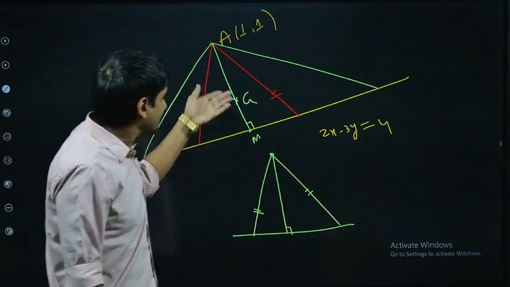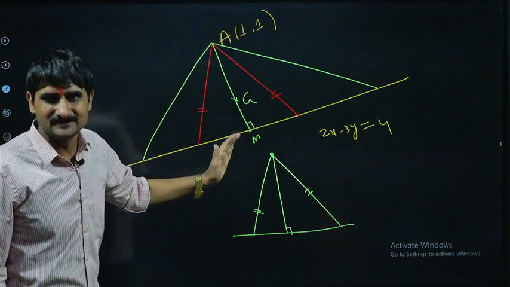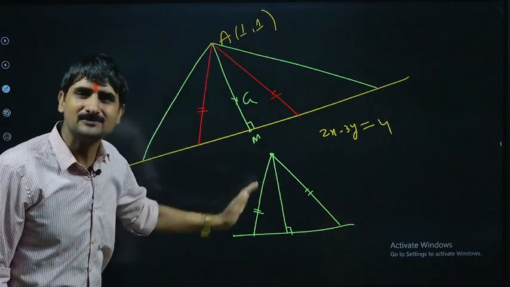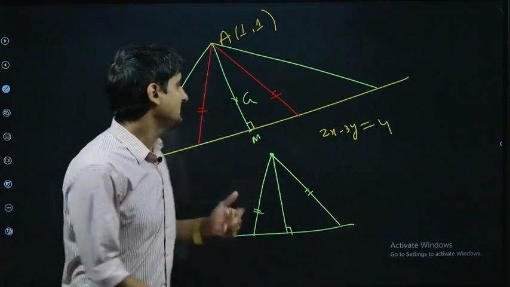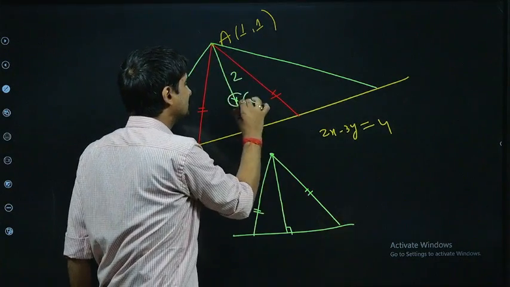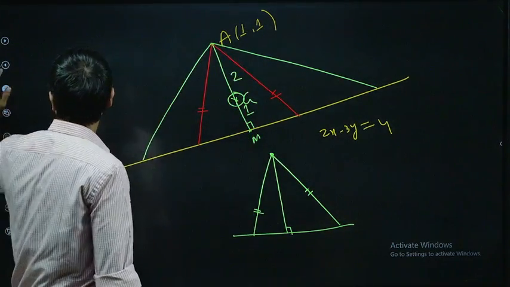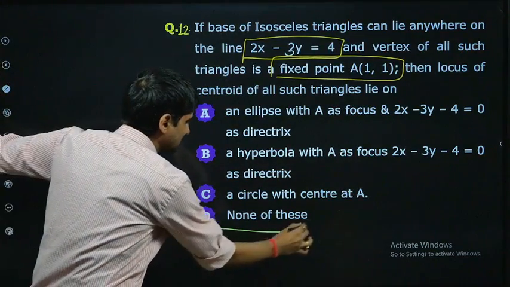Okay, and that's fixed because this line is fixed, and from this point you will always have a unique perpendicular line. Okay, and then the centroid divides it in the ratio 2:1. So this locus is a fixed line, and that's why the option none of these is also given.